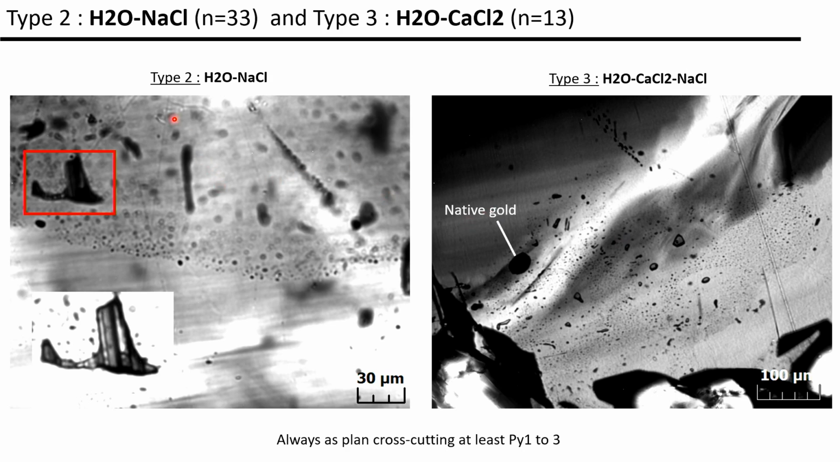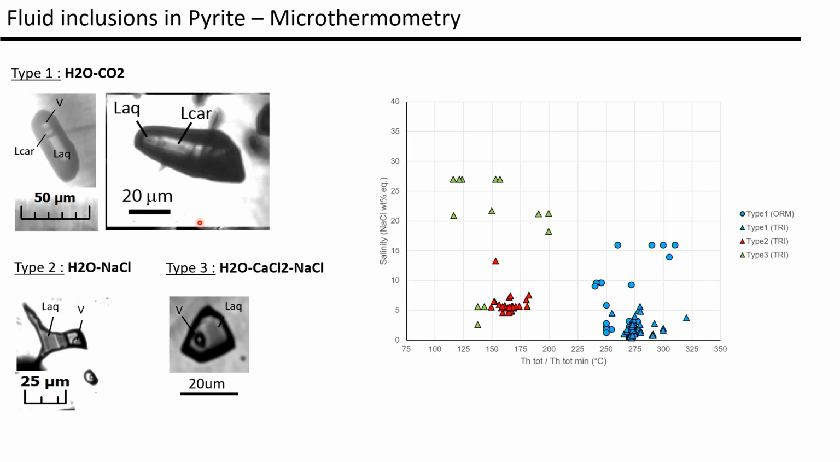Then we have the type 2 and 3. Both appear only as 3D inclusion planes that cross-cut at least pyrite 1 to 3. And that's it. So from the microthermometry data, here in blue you have the type 1, in red the type 2, and in green the type 3, which is the CaCl2-H2O 3D inclusion.